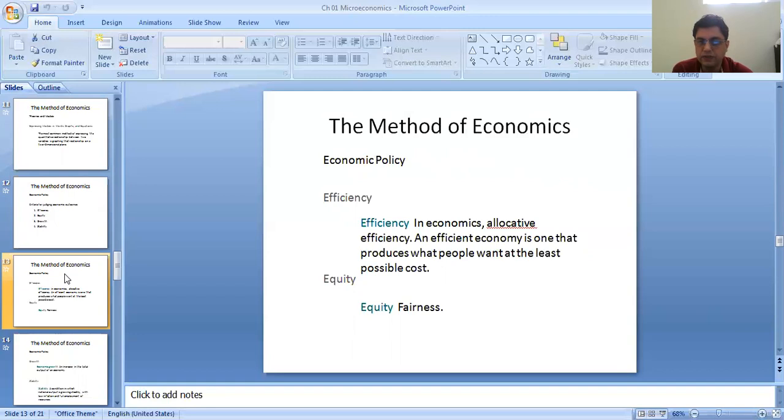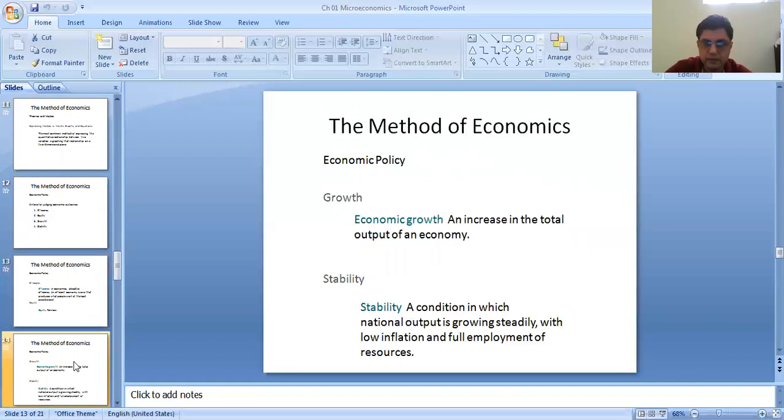Equity is very simple. It's fairness. Fairness in all outcomes, in all inputs, like this. Growth, the overall increase in outcome in the economy, is called economic growth. Stability, a condition in which national output is growing steadily with low inflation and full employment of resources.